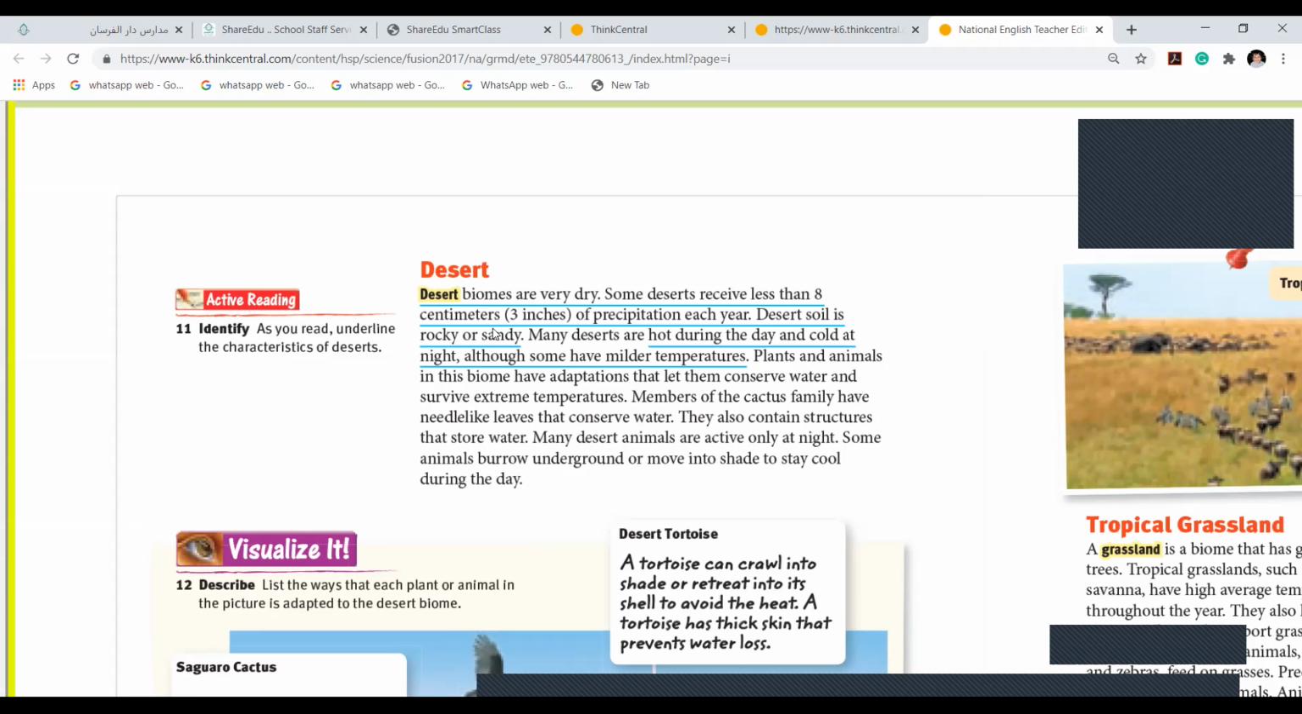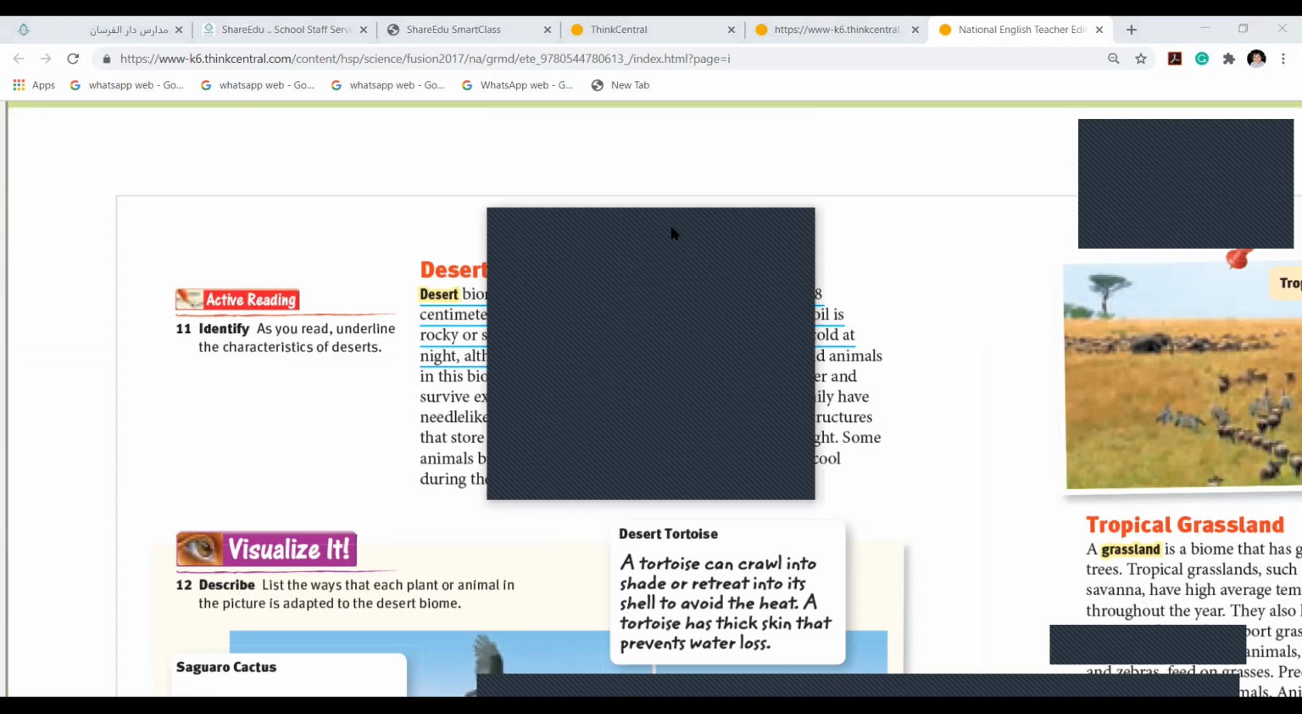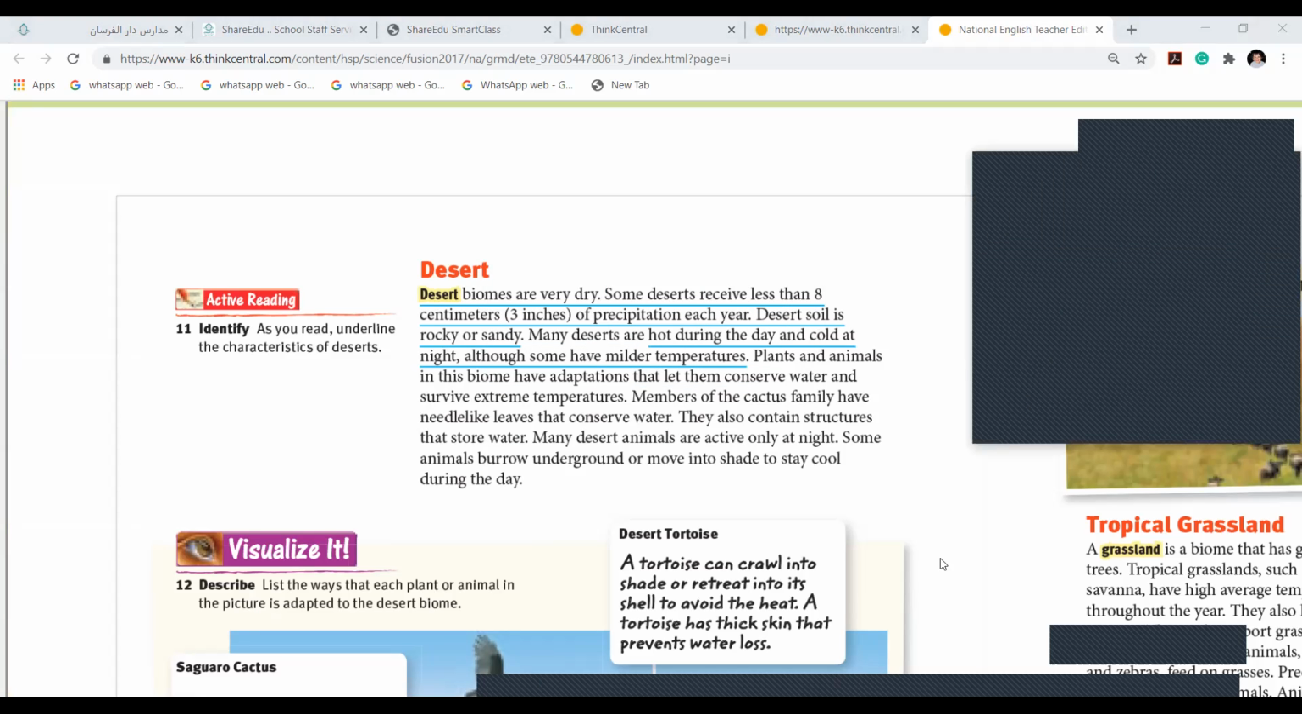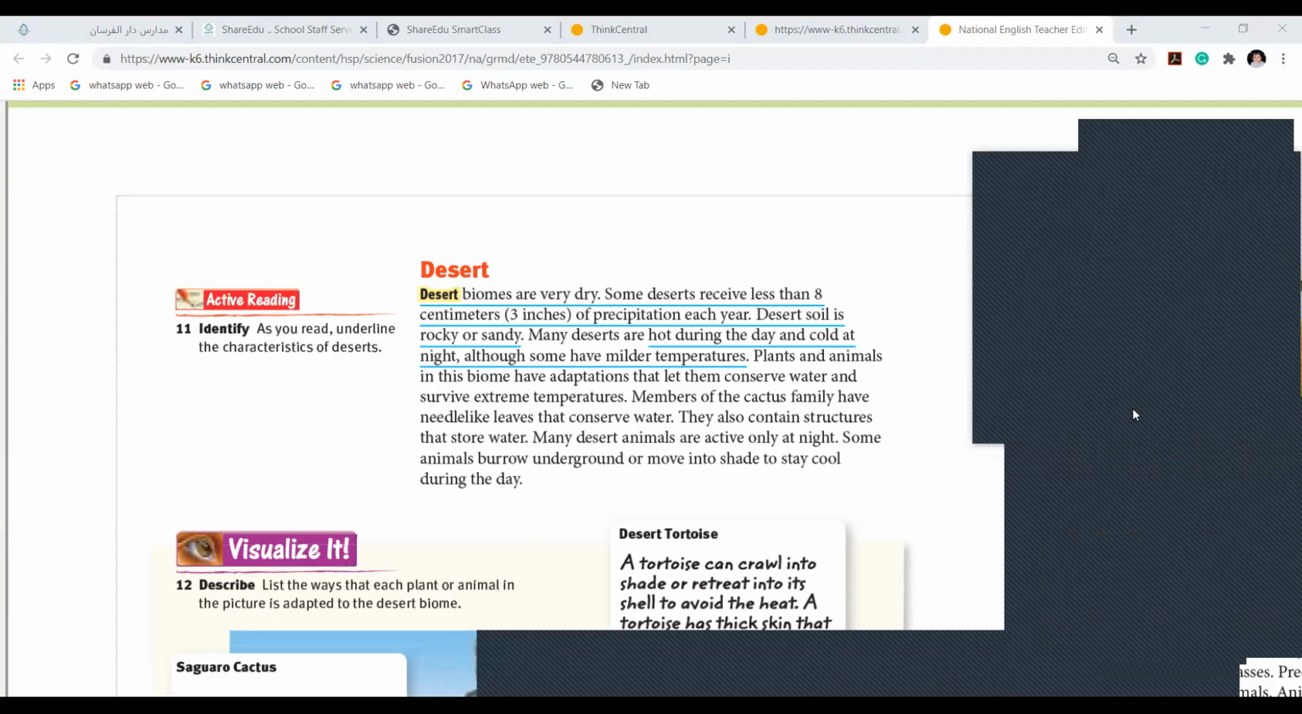Girls, give me an example of a plant which can conserve, which can save water. Tell me the name of a plant or an animal that can store water.